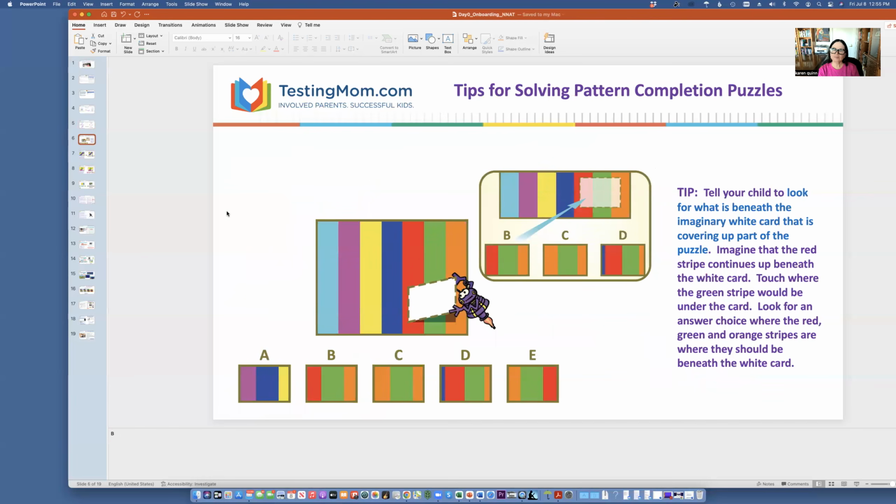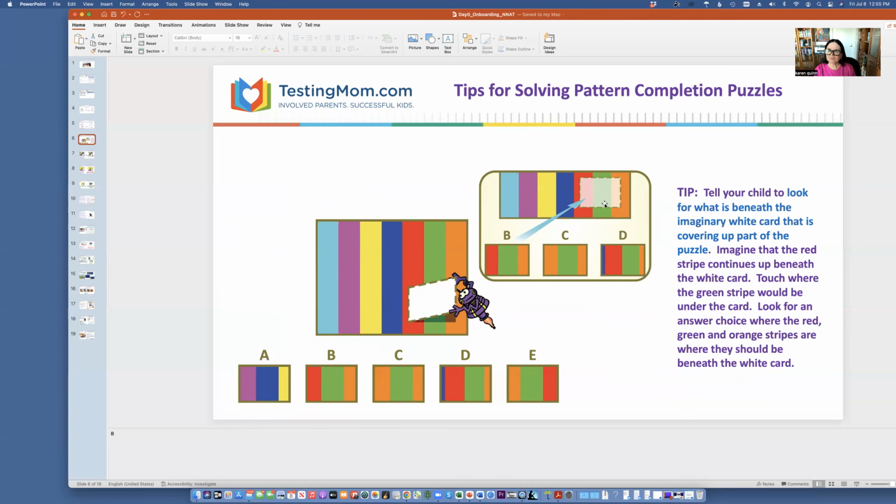Now, I want to give you some tips if you're working with your child on pattern completion puzzles, how to help them learn how to do these. So what I recommend doing is tell them that this is kind of like a white card that goes on top of the design, but you have to imagine that you can see through it.